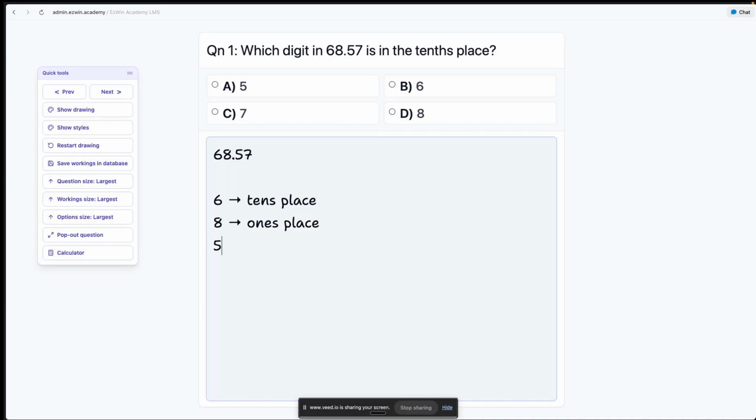So what about 5? What place is it? You might be thinking it must be the oneths place, but there's no such thing as a oneths place. So if you think it's the oneths place, then you're wrong. It's actually the tenths place. And lastly, 7, what do you think it is? If you answered hundredths place, then you're right. So which is in the tenths place? The answer is number 5 over here. And there you go.